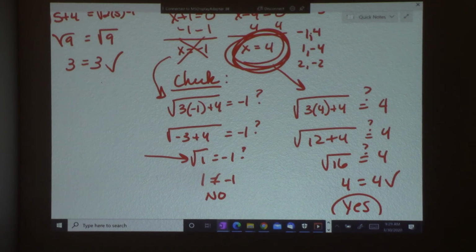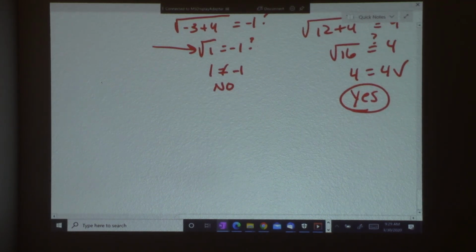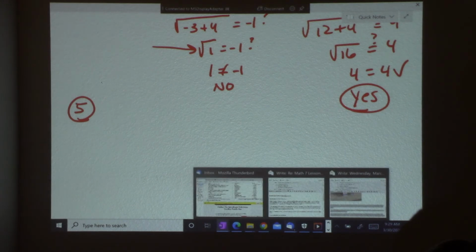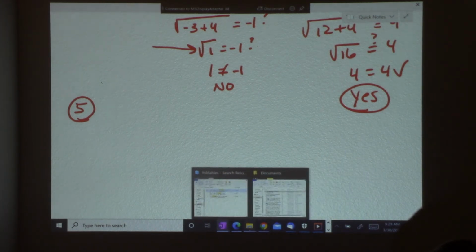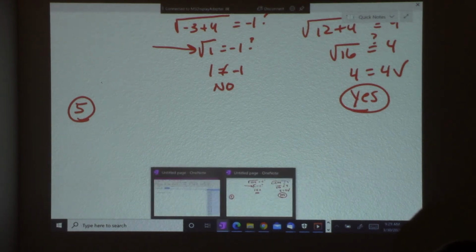Okay, so we're going to have a word problem now. This is number 5. And I'm going to show you a picture. I'm going to read the problem out loud while you look at the picture.